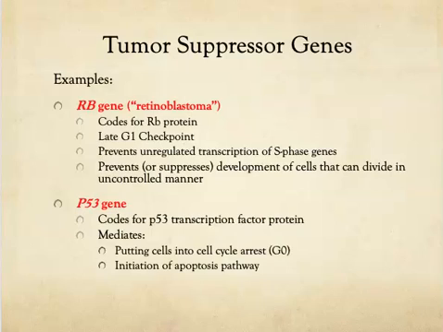Now, the P53 protein is normally involved in sending cells out of the cell cycle, so initiating cell cycle arrest, or G0. The P53 protein is also involved, once the cell is in G0, initiating the apoptosis pathway, initiating the pathway that will lead to the death of that abnormal cell.